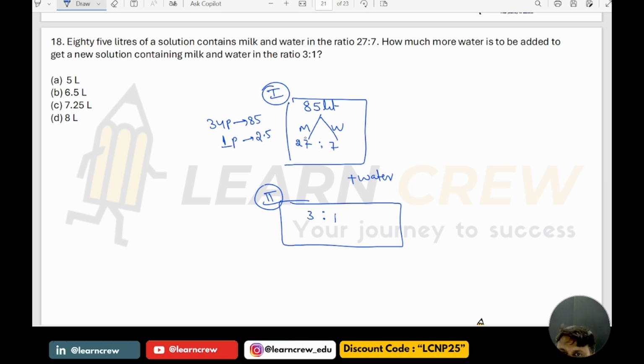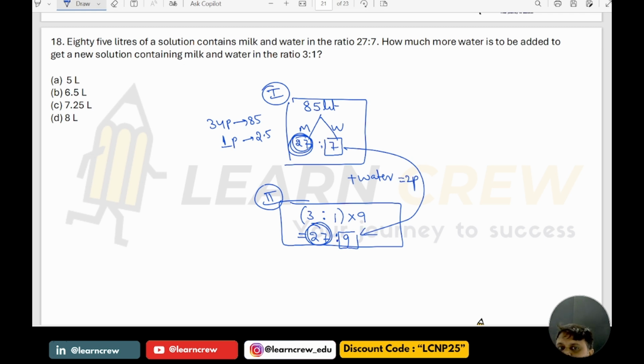So if this has 27 milk, then this also has to have 27 milk. Milk quantity has to be same. For that, I am multiplying this with 9. Thereby it becomes 27:9. I am making the milk quantity same because there is no change in the milk quantity, only water is added. So initially you have 7 parts of water, now you have 9 parts of water, so you have added 2 parts of water.